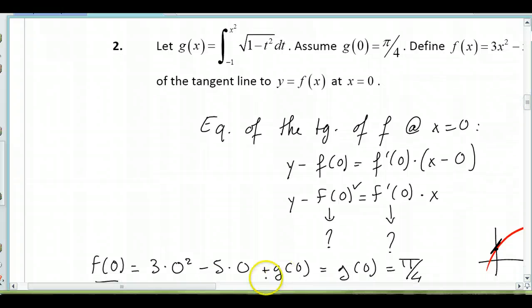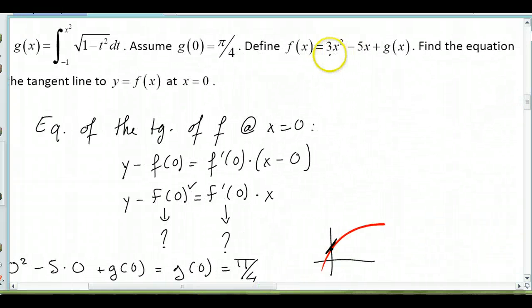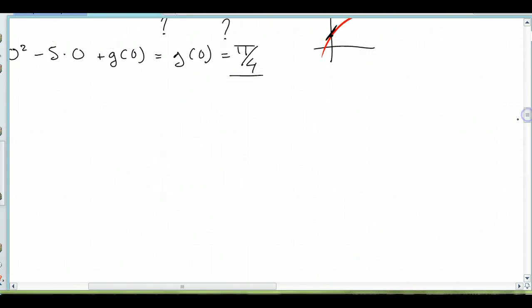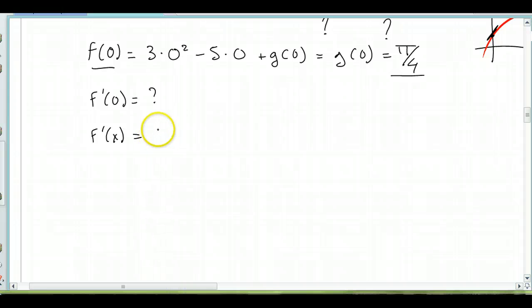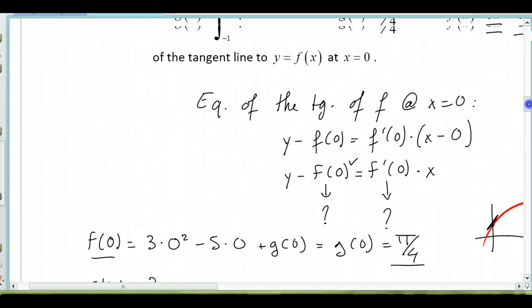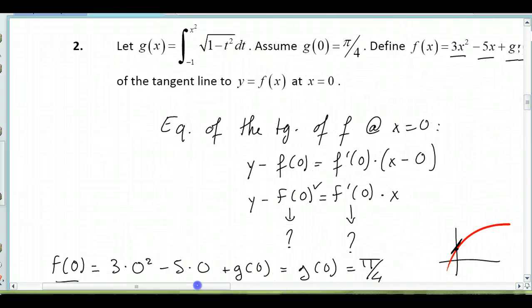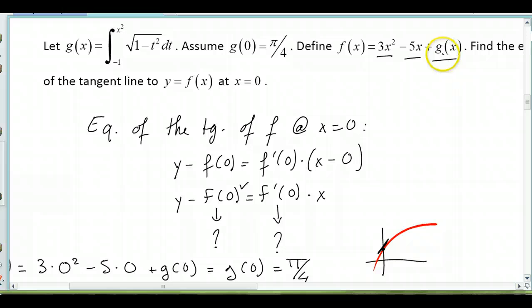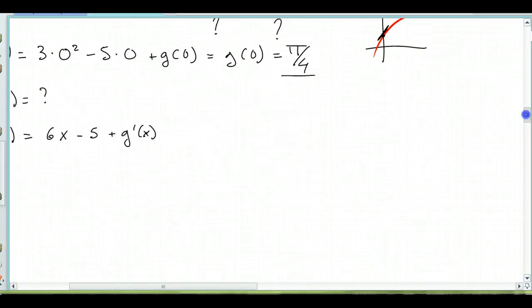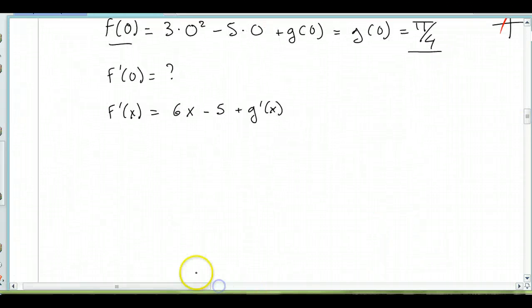f of x is 3x squared minus 5x plus g of x. So we're going to derive each piece. So f prime of x is going to be 6x minus 5 plus g prime of x. Let me make sure I have it right. 6x minus 5 plus g prime of x. That's right.